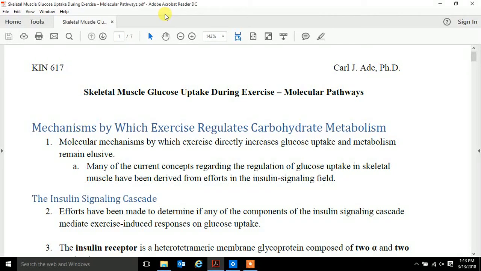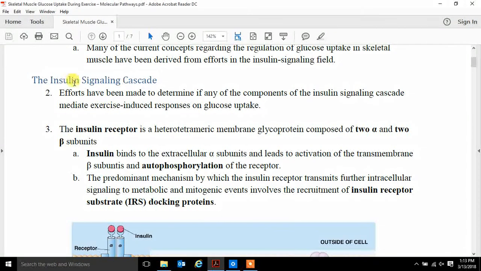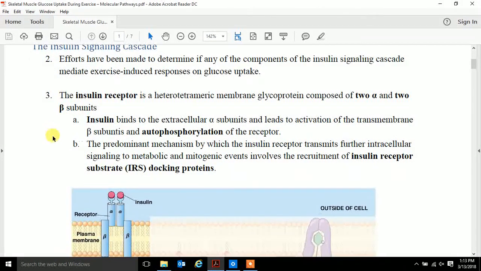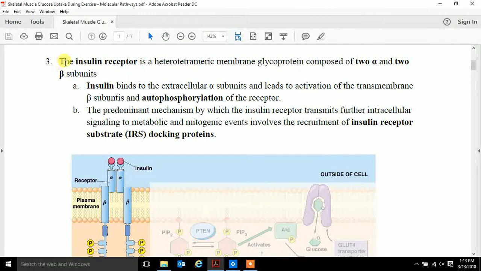And this originated because we started with these insulin signaling cascades. If you look at the literature over the last 20, 30 years, a lot of efforts have been to determine if any of the components of the insulin signaling cascade are also what mediate exercise-induced responses of glucose uptake. So if you're dealing with anybody who's concerned about glucose uptake and regulation of blood sugar, which if you're going into medicine is going to be a large percentage of your population, these things are going to come into play. So let's start with the insulin receptor itself.